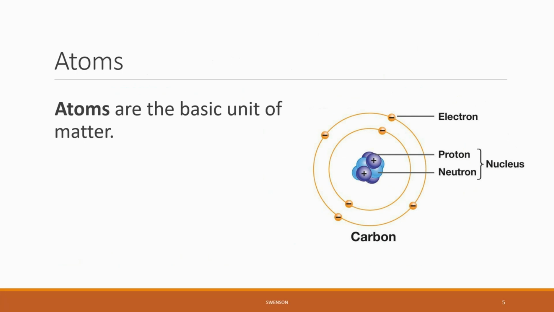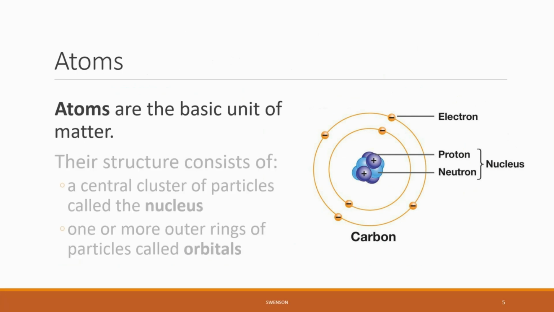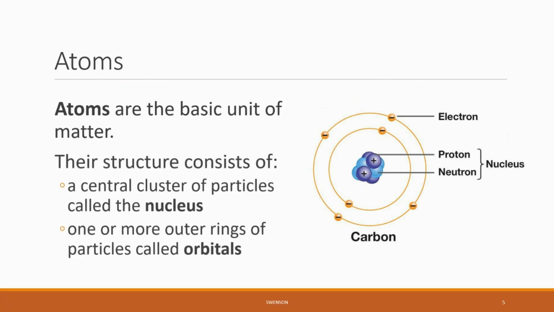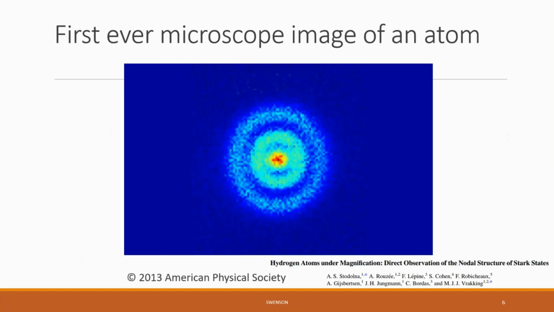Many of you have seen this basic interpretation of the atom. In the center, we have what is called the nucleus, and enveloping the nucleus are different orbitals. These concepts were established quite a long time ago through experimental evidence, and it wasn't until 2013 where scientists were able to observe the first atom. Here we can see the hydrogen atom with the nucleus in the center and the electron orbital surrounding it.